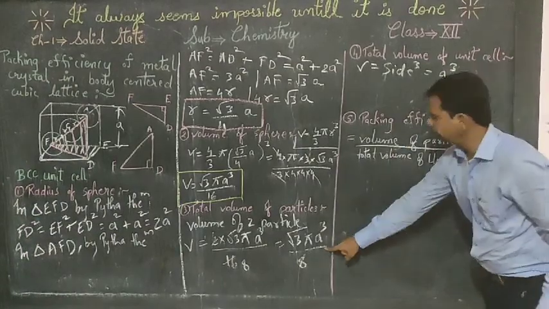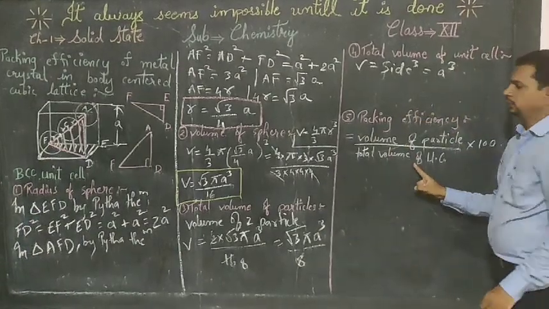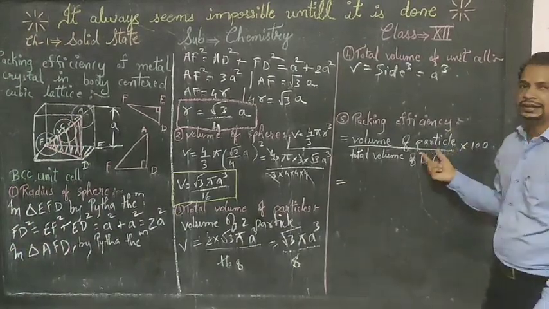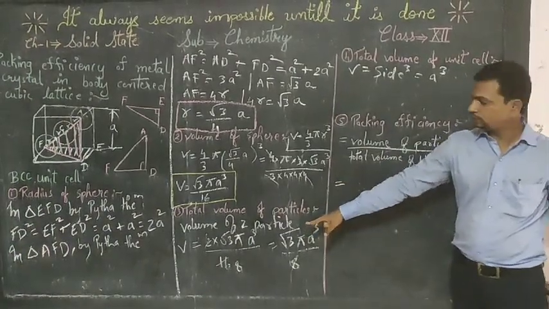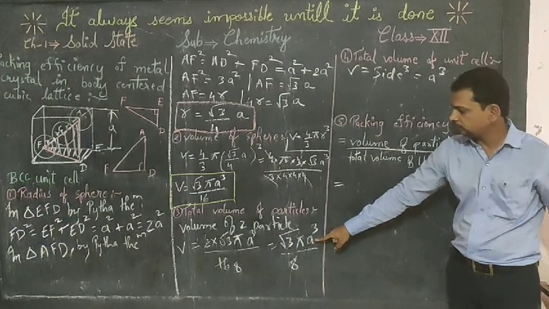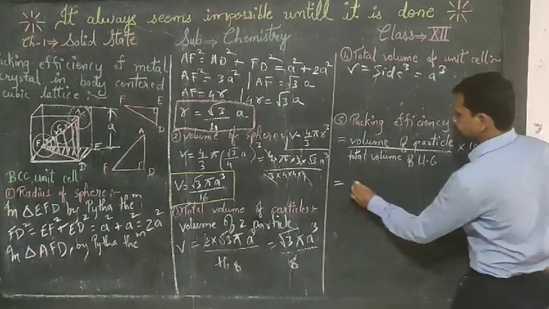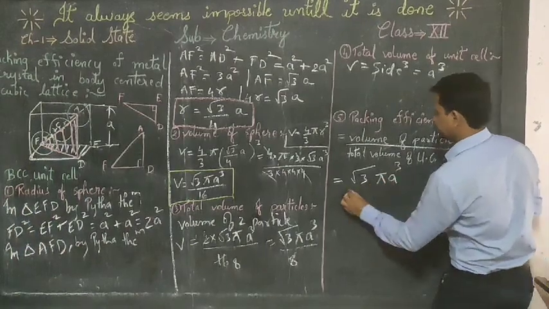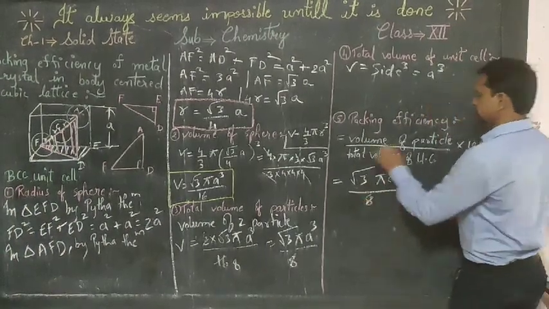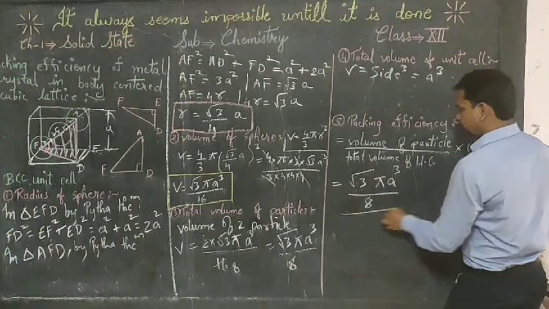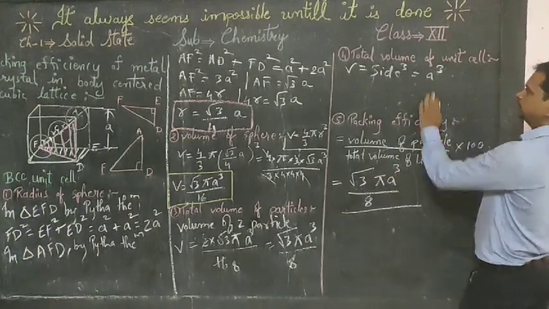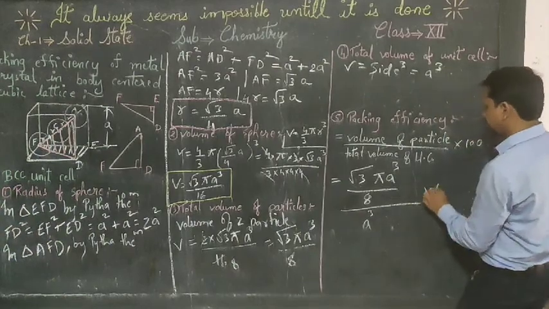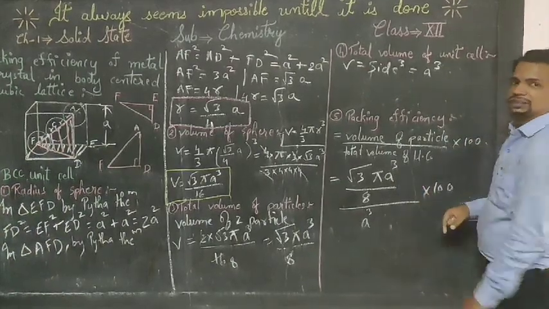So we will put this value and this value in this formula. So it will become packing efficiency is equal to volume of particle. Volume of particle we have found out over here. So here we will replace root 3 pi a cube divided by 8. This is volume of particle divided by volume of unit cell. Volume of unit cell is a cube. Multiply by 100. We will solve this now.